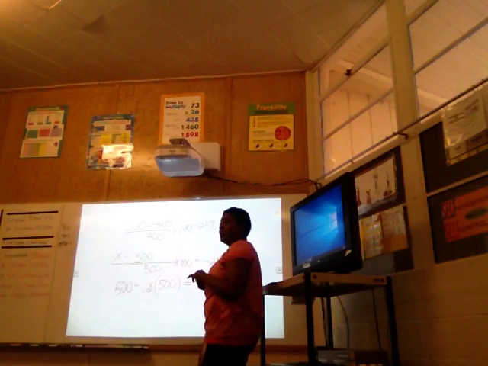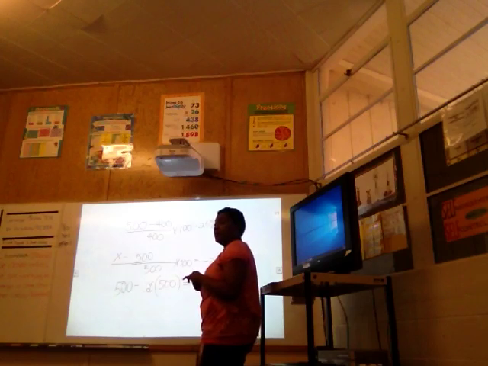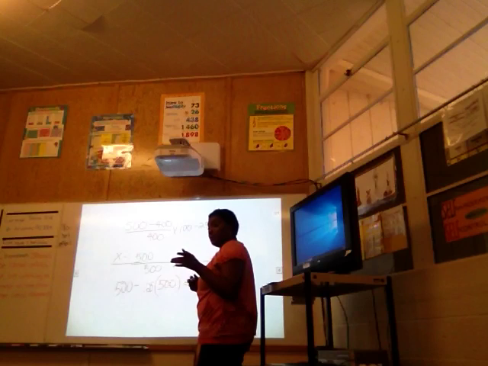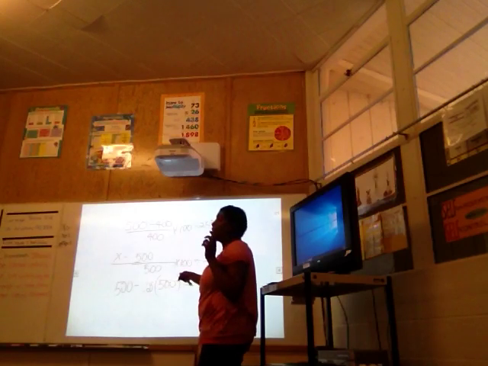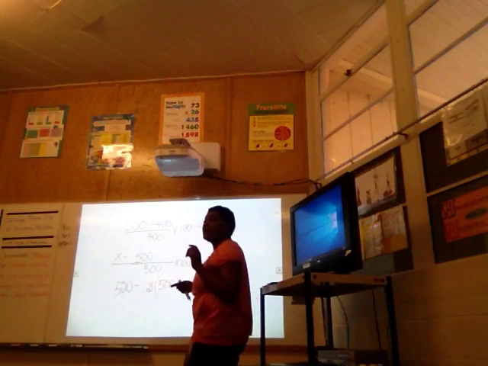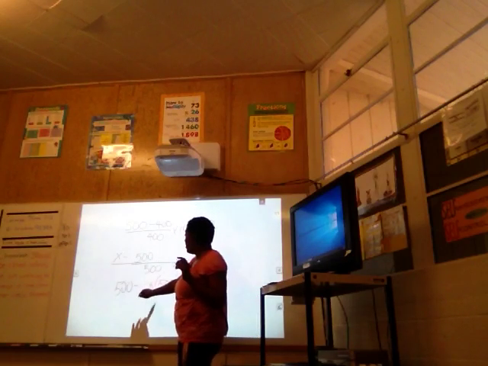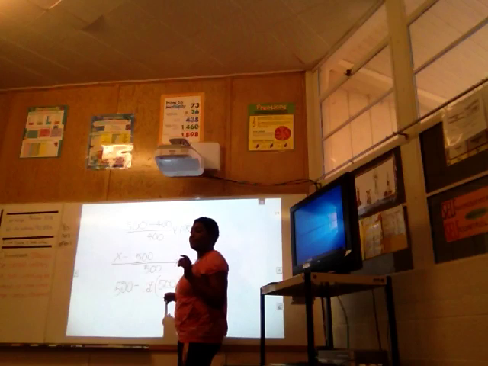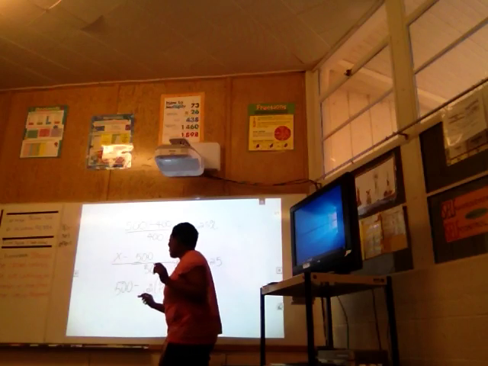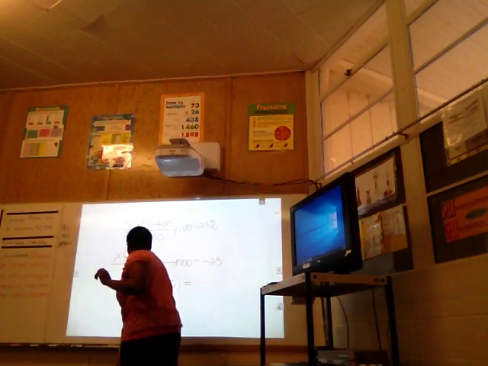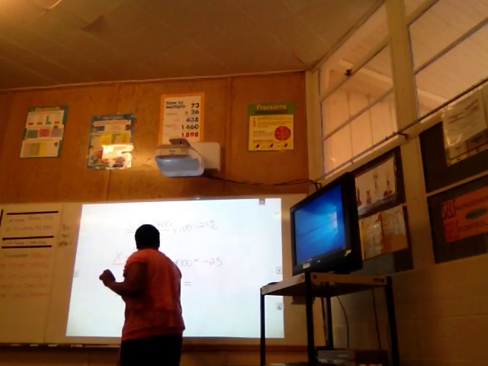I got 125. Do you see it's not 100? You did 400, that's why. You had to do 0.25 times 500. We're not doing the original. This is what you do right here. 0.25 times 500. Oh, okay. Cynthia had a big light bulb go off. 125.